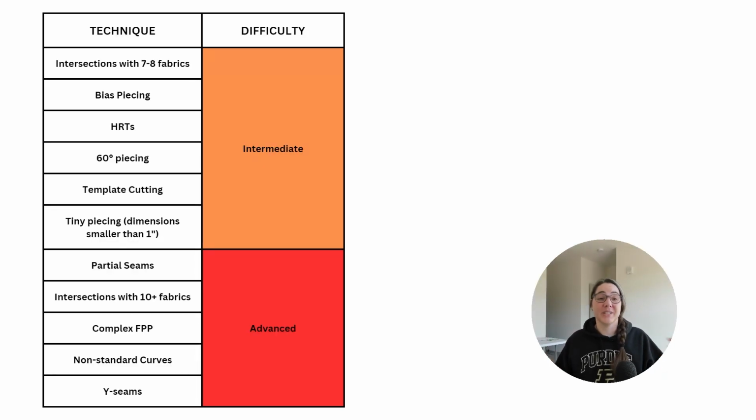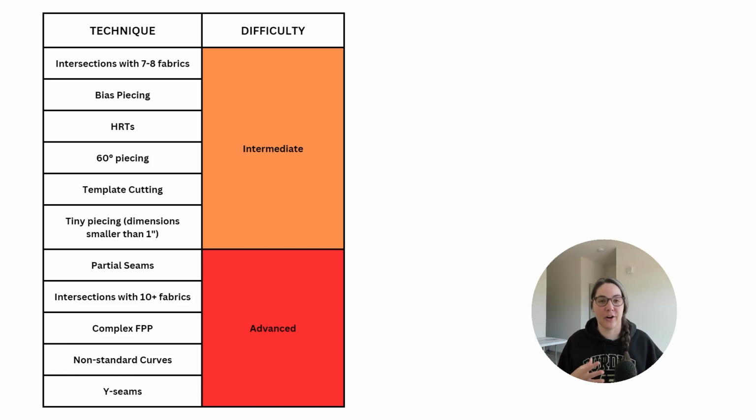Tiny piecing. A lot of people don't realize this: if you're doing strip piecing where you've got 1/2 inch or 1 inch strips, that is definitely an intermediate skill, because there is just such a higher level of precision required in order to get everything to work out. So anytime you're dealing with pieces, even if they're just regular squares and rectangles that are less than about 1 inch finished dimension, that's going to bump you up a skill level.